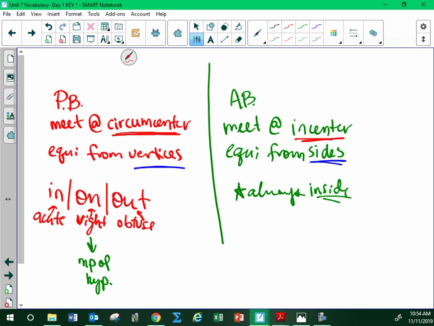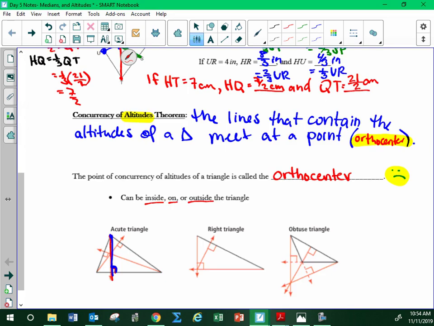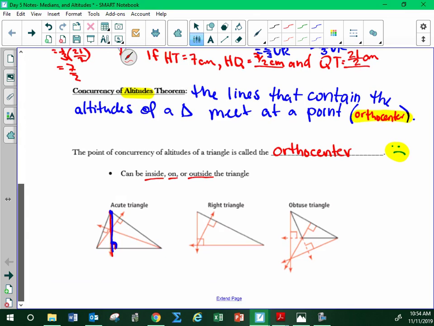If it's an acute triangle, it's in. If it's an obtuse, it's out, and if it's a right triangle, it's on. So conveniently drawn for you. I think altitudes are kind of the hardest ones to draw for our triangles. So down here are the 3 different scenarios. We have our acute triangle, right triangle, and obtuse triangle. You can see for our acute triangle, we draw all the altitudes. There's that orthocenter, always in.